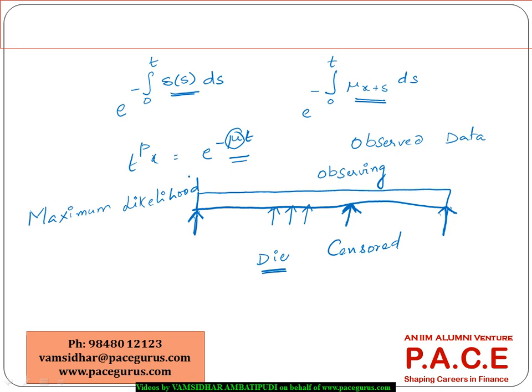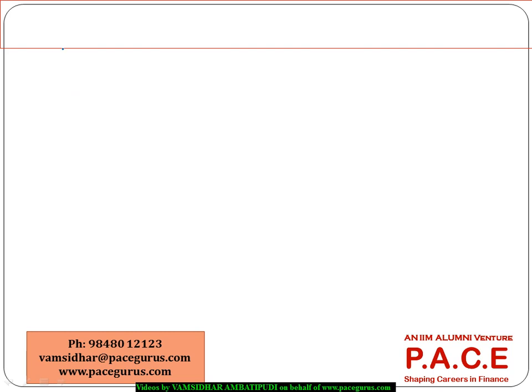Out of the lives which we are observing, some of them can die. If this is A and this is B, the overall period of observation is B minus A. But within this period, we see some lives dying, we see some lives getting censored. So we are more interested in finding out their contribution to the likelihood for each one of them. So for a dead person, the contribution to the likelihood.